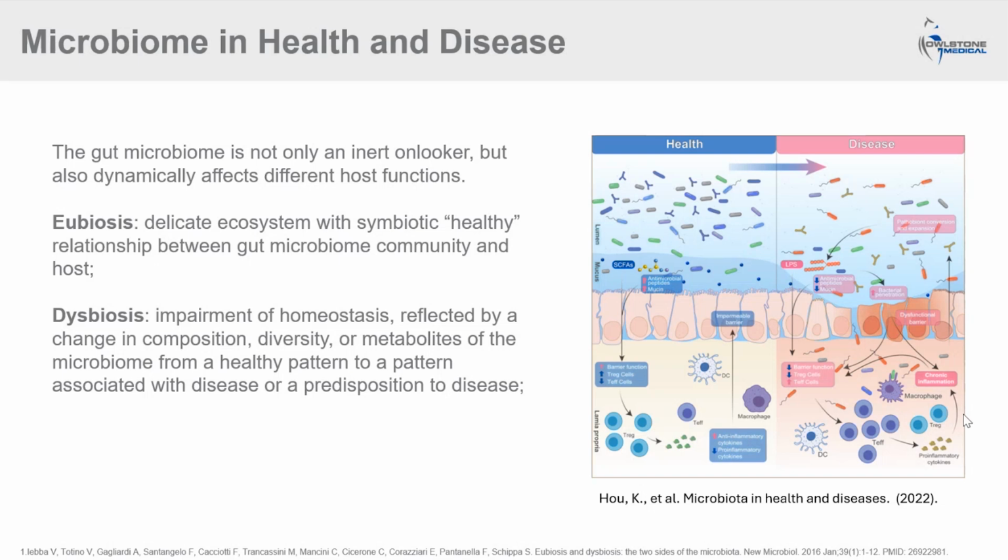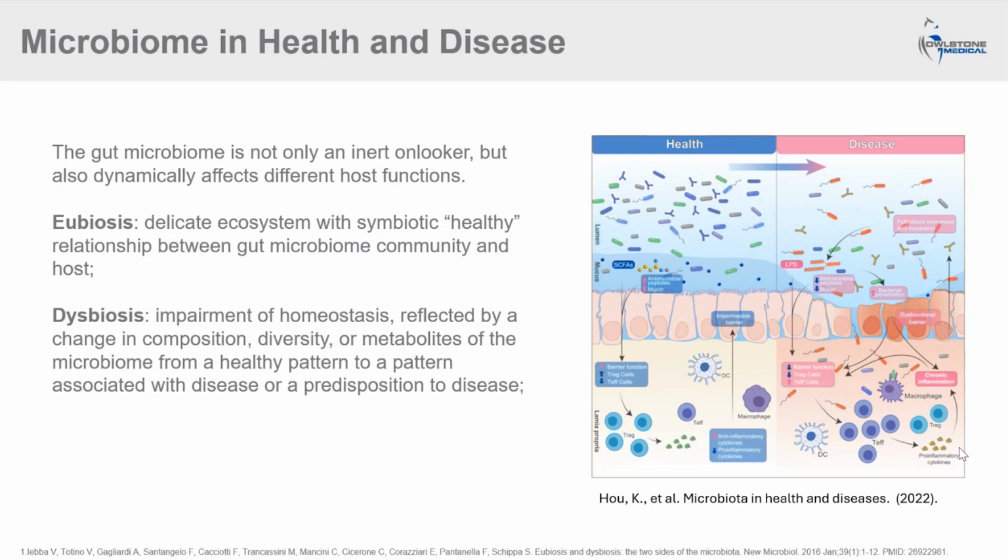Eubiosis is this state of harmony and balance in the gut microbiome where beneficial bacteria predominate and support overall health. In contrast, dysbiosis reflects an imbalance in the microbiome composition, with potentially harmful bacteria outnumbering the beneficial species, leading to a negative health consequence. There are many factors as well that come into play, such as diet, lifestyle and medications, and even environmental exposures that can disrupt the balance of the microbiome, tipping the scale towards dysbiosis.